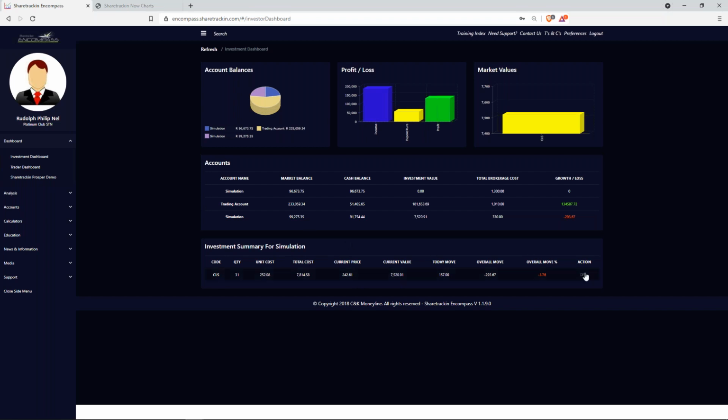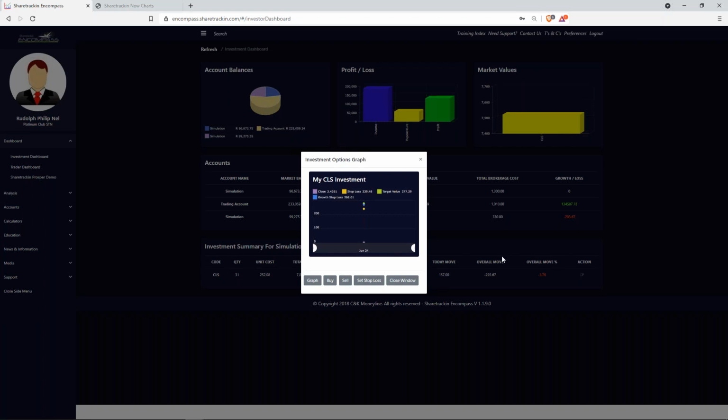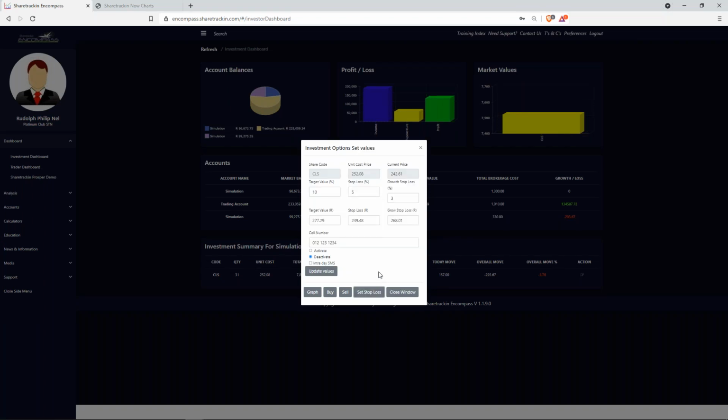Okay. Then also we need to go and set up a SMS notification for the share. So we're going to go over to action, click on action, and then go to set stop loss. So now at the top, you'll have target value, stop loss, and growth stop loss. Now, target value is what you would want to reach. All right, so you want to reach, for instance, 10% or 15% or 20%, but don't be greedy in the beginning. Rather, leave it on 10%. All right, don't change the target value. Leave it on 10% for now, because you can adjust it at a later stage.